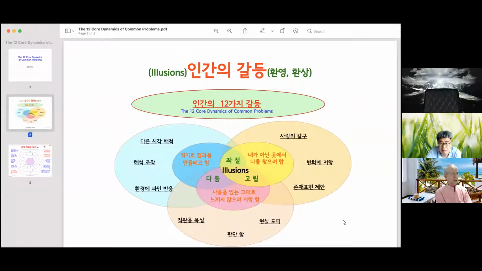And so the category is forcing a result. So, okay, the first one, the yellow colored one, is trying to find ourselves where we are not. And the subcategories are begging for love, resisting change, and restriction of expression of oneself.